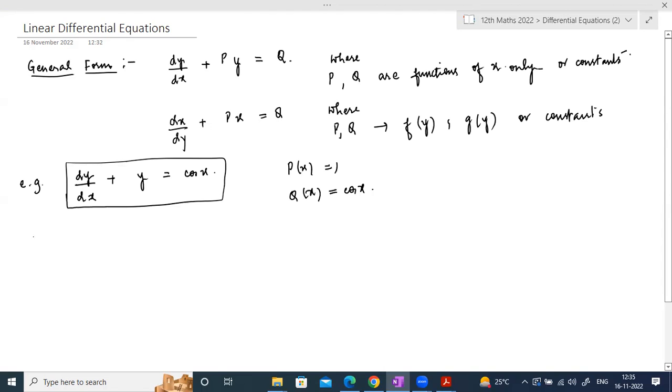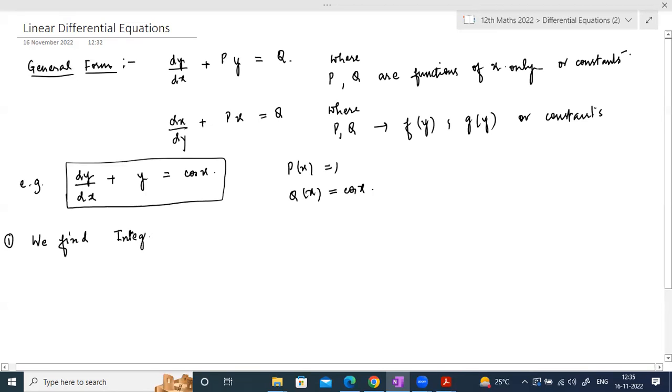To solve such equations, the first step is to find something which is known as an integrating factor. Find the integrating factor. And what is an integrating factor? Integrating factor is nothing but e to the power integral of P with respect to x.